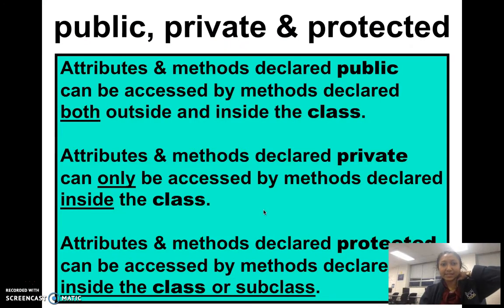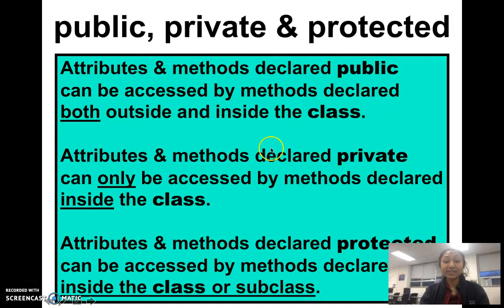Private and protected access. Well, let's try to understand this. Public, private, and protected. Okay, so we've seen private and we've seen public. What is this protected? You guys will understand this now. Attributes and methods declared public can be accessed by methods declared both outside and inside the class. We've seen this, right, you guys? Whenever we make methods, we generally declare them public. Attributes can also be declared public, okay? We generally make attributes private, but they can also be declared public. And when you do so, they can be accessed by methods declared both outside and inside the class.